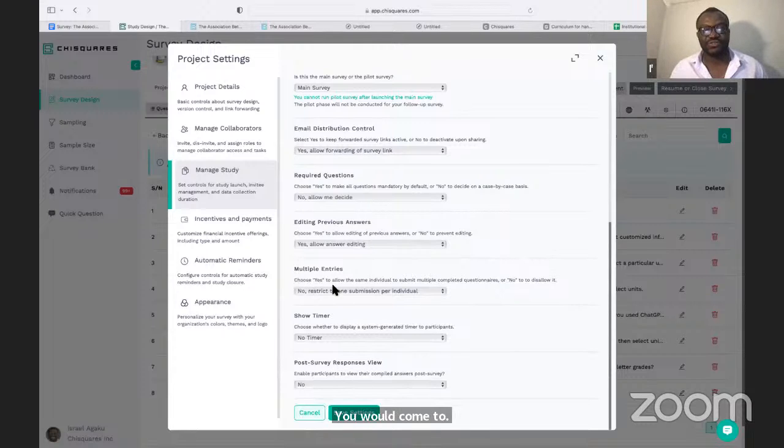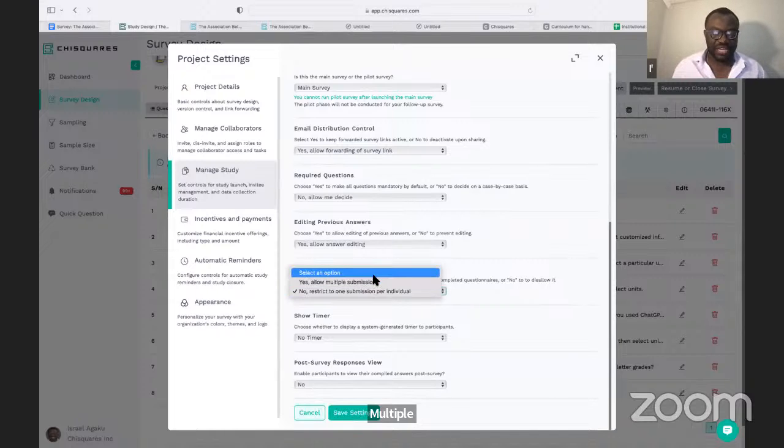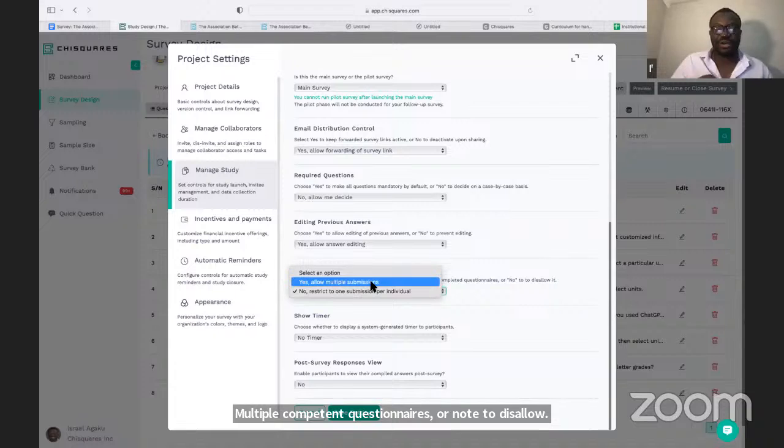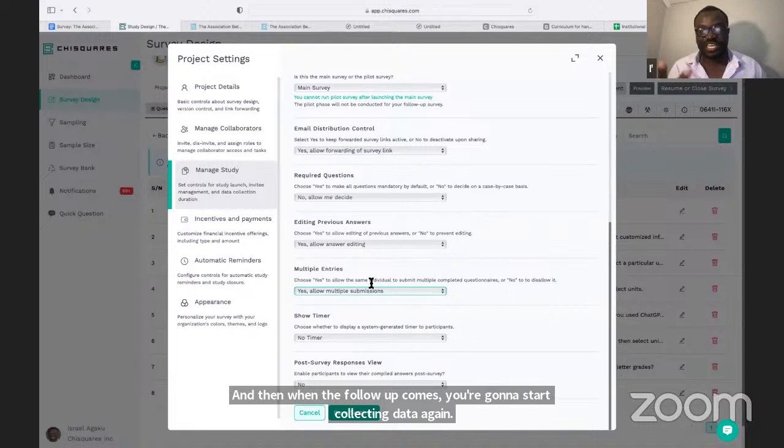So it says choose yes to allow the same individual to submit multiple completed questionnaires, or no to disallow it. By default it's no, but in your case, you're going to say yes, because you are going to collect data for all the plants. So you finish for one plant, you collect the next one, right? And then when the follow-up comes, you're going to start collecting the data again. So those are the two changes you have to make.